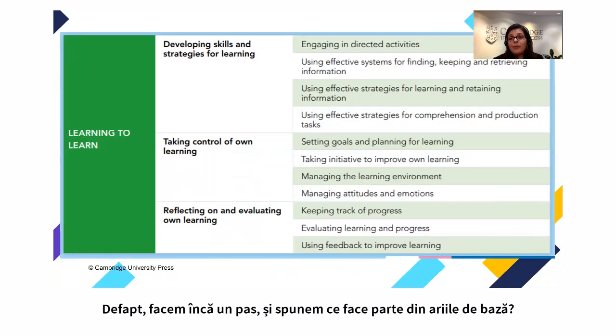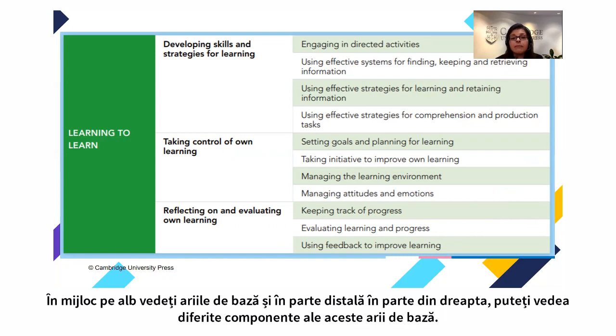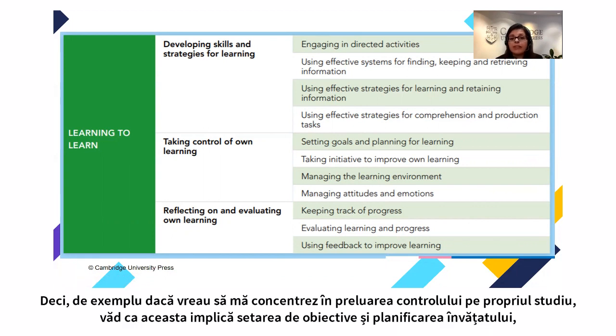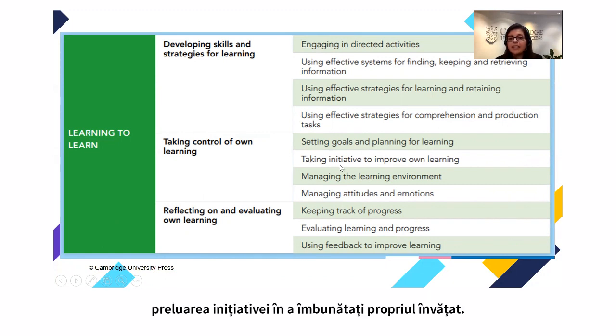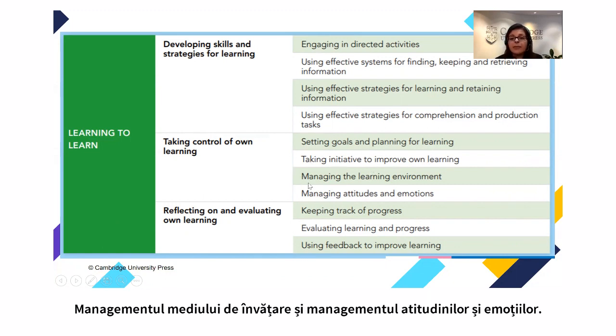And then actually, we go a step further and say, okay, well, what is involved in these core areas? So in the middle, in the white, you can see the core areas. And then on the far right-hand side, you can see the different components of these core areas. So for example, if I want to focus on taking control of own learning, I can see that that involves setting goals and planning for learning, taking the initiative to improve your own learning, managing your learning environment, and managing attitudes and emotions.